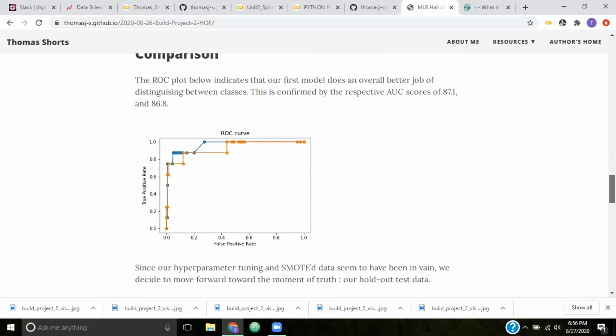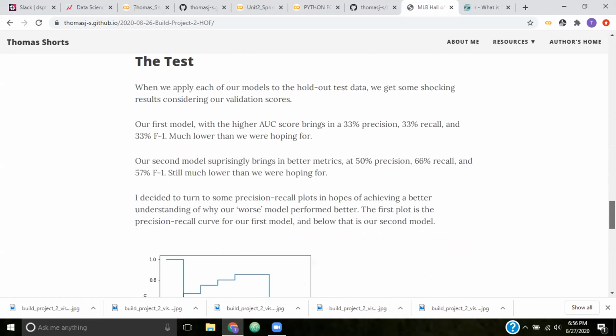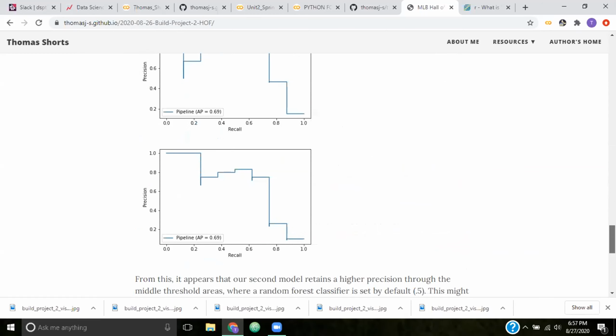We compared them here. Got some ROC curves. Basically, the first model is more generalized. The second model has higher precision in the middle thresholds.